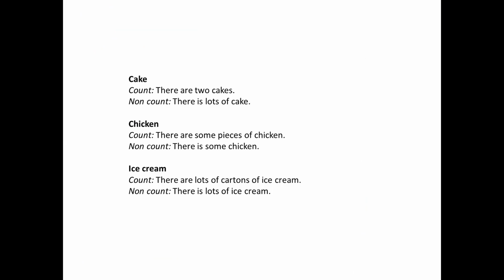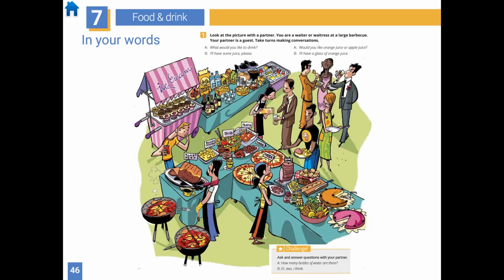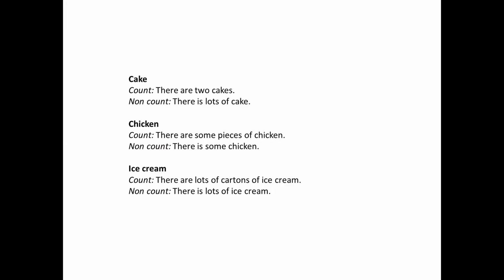Chicken. There are some pieces of chicken. You can see 1, 2, 3, 4, 5, 6, 7, 8, 9. Those are called pieces. So that's our count sentence. And non-count, there is some chicken.